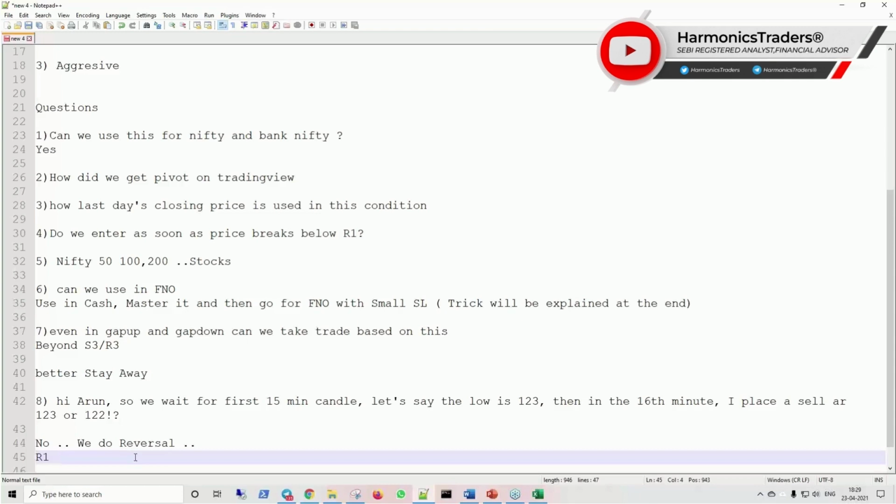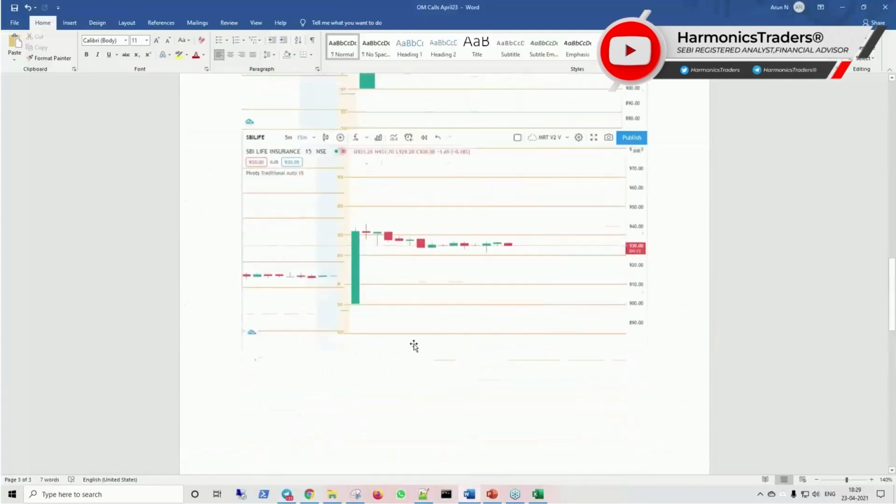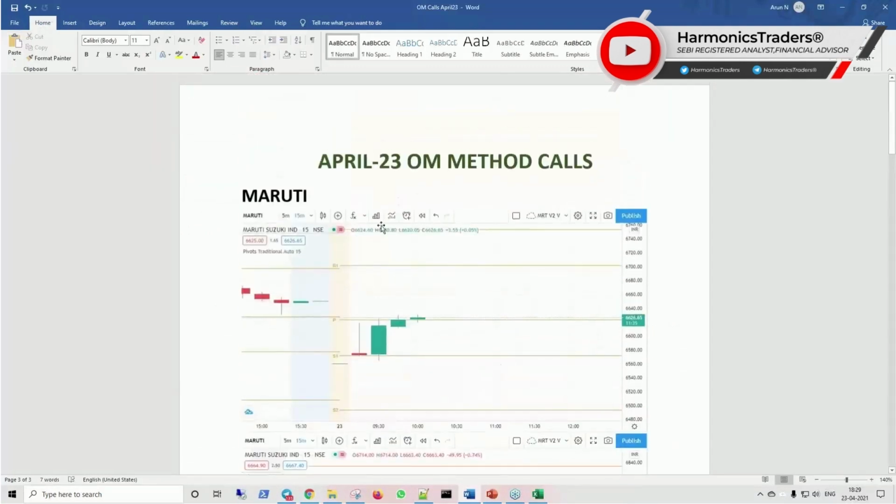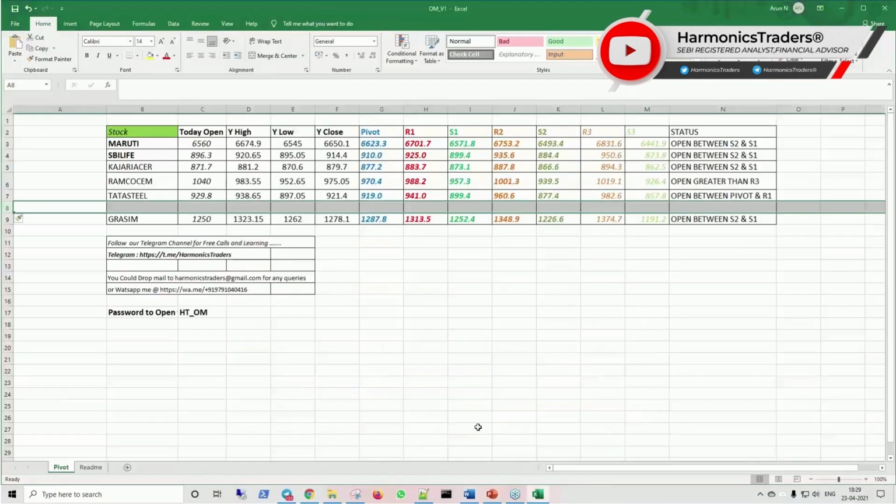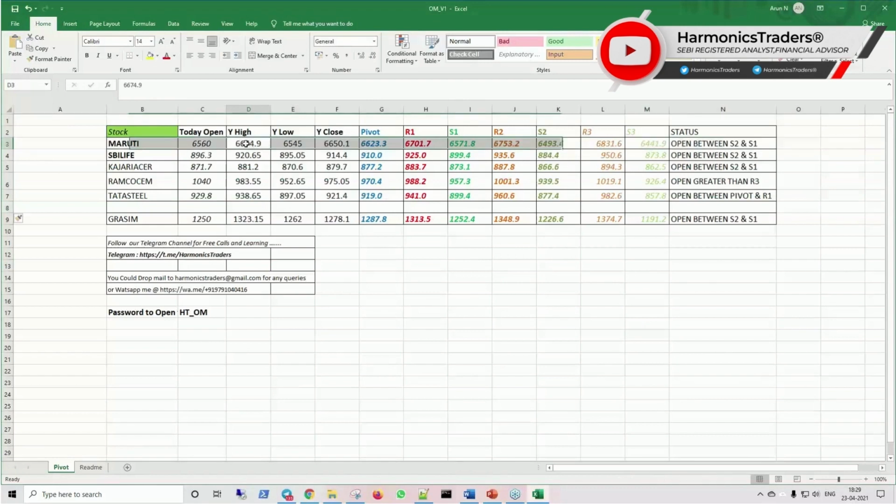Okay. Let me take an example. So these are the ones which got triggered today. So Maruti, these are yesterday's data. Okay, friends, I'll explain a few more. I'll show a few more charts so that you will get more clarity, and then let me continue with your queries.